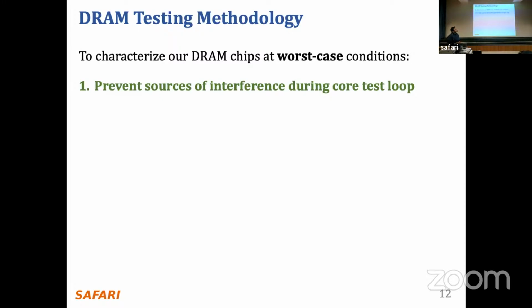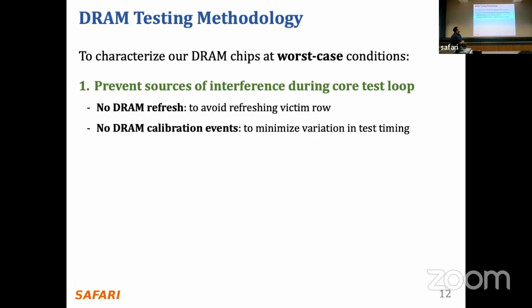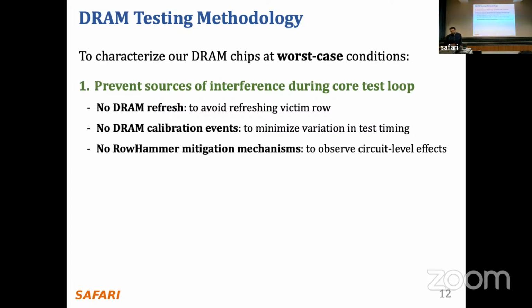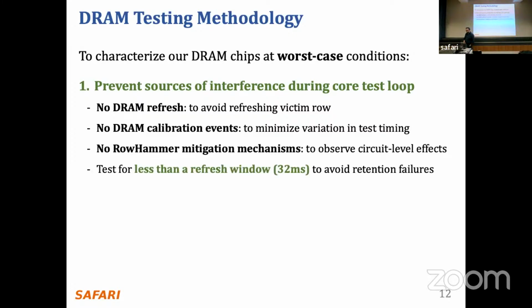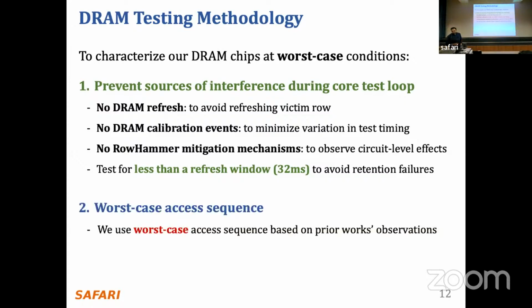So to characterize our DRAM chips at worst-case conditions, we first prevent sources of interference during the core test loop. And to do that, we disable certain things. First one is DRAM refresh. We disable all DRAM refresh operations so that we avoid refreshing the victim row, which can obfuscate some bit flips for us. And we disable DRAM calibration events to minimize variation in test timing. And we disable all RowHammer mitigation mechanisms so that we can observe the bit flips as they happen at the circuit level. And we keep our tests under 32 milliseconds so that we don't have any retention failures, and therefore we don't need to do any DRAM refresh.